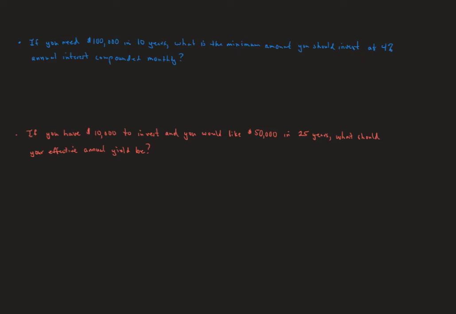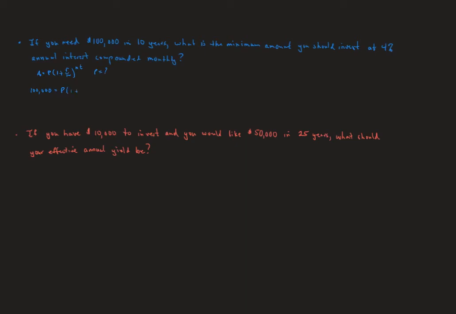Okay, so here we see, if you need $100,000 in 10 years, what is the minimum amount you should invest at 4% annual interest compounded monthly? So remember, our formula here is A equals P times 1 plus r over n raised to the nt. So we want $100,000 in 10 years. That's telling us that the A is 100,000. We're trying to find out how much we should invest. So that's the P. How much should we invest right now?